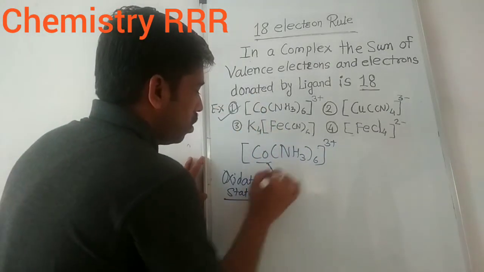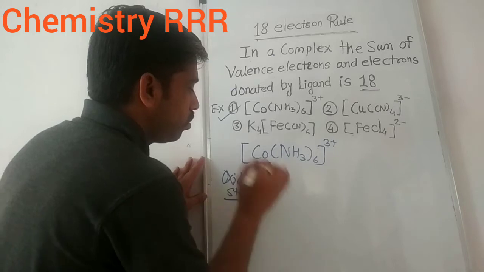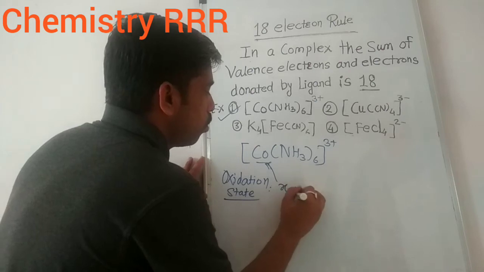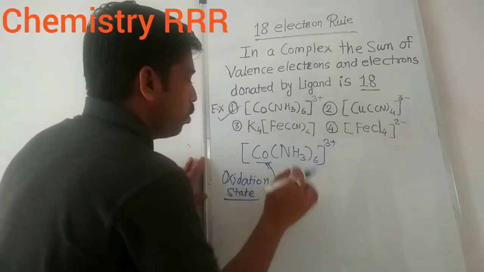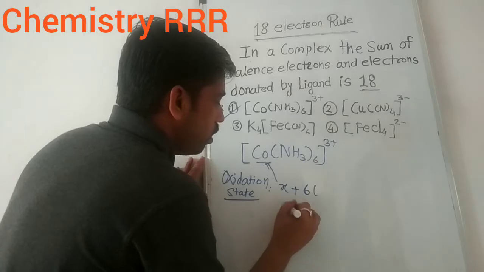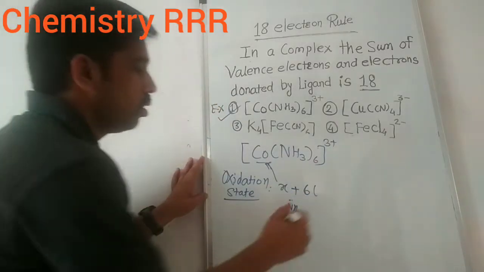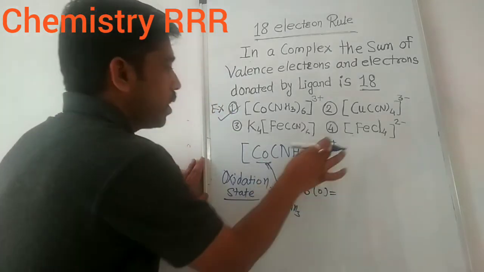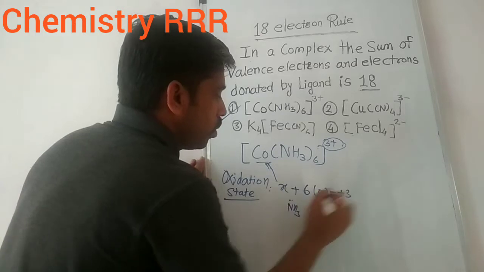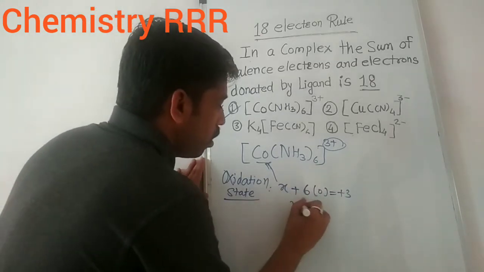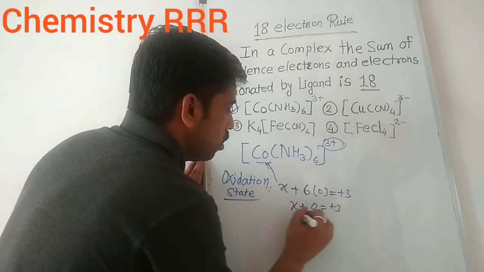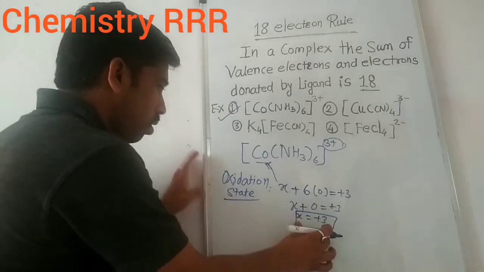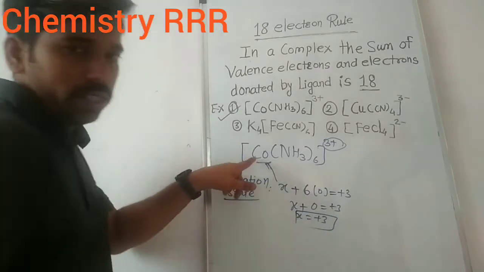Now you know the steps for finding the oxidation state. Let's consider cobalt is equal to X, plus 6, that is, 6 is the number of ligands. Ammonia is a neutral 2 electron donor ligand, so the charge on ammonia is 0, so 6 into 0, which is equal to the charge on the complex, that is plus 3. Now X plus 0 is equal to plus 3, so X is equal to plus 3. The oxidation state of cobalt is plus 3.